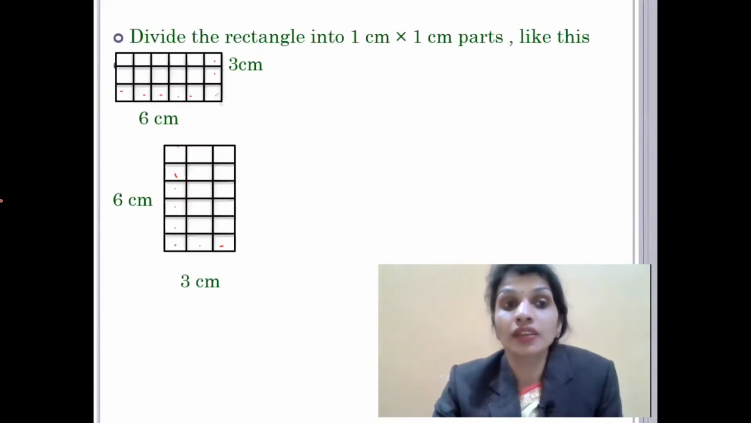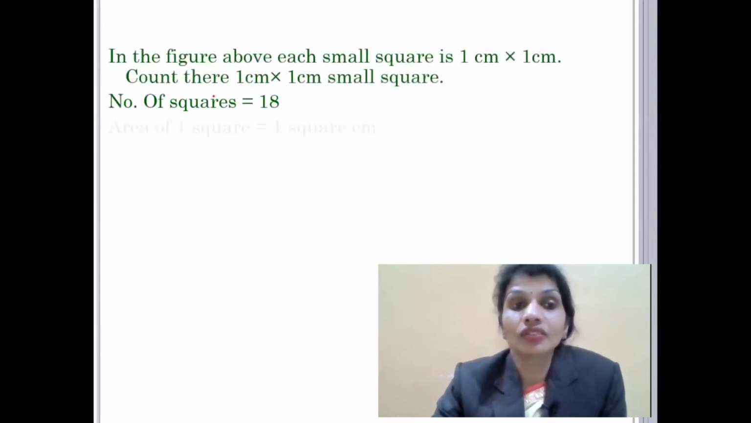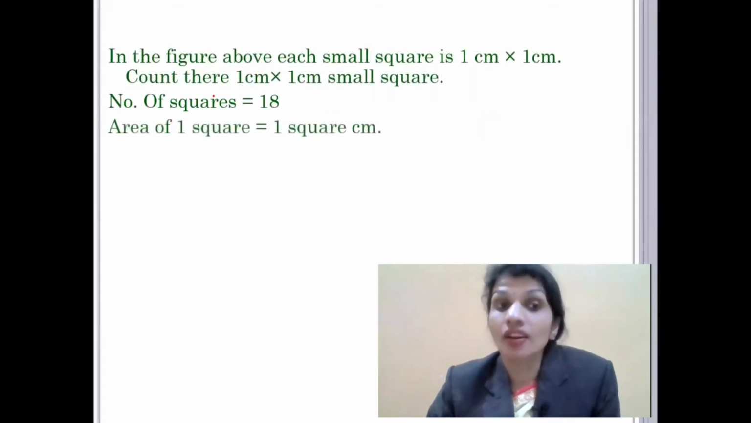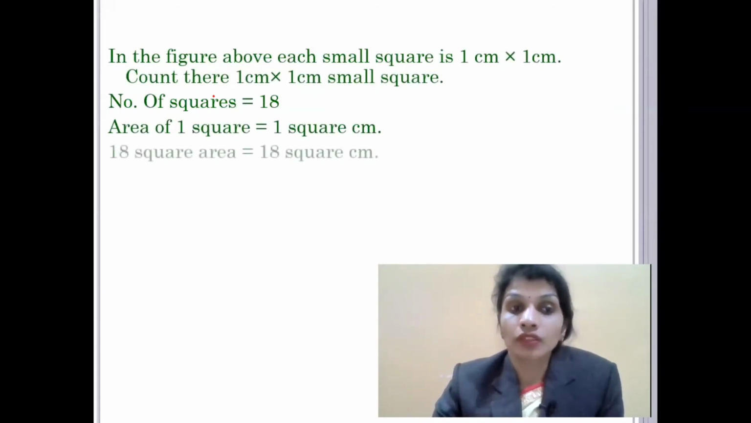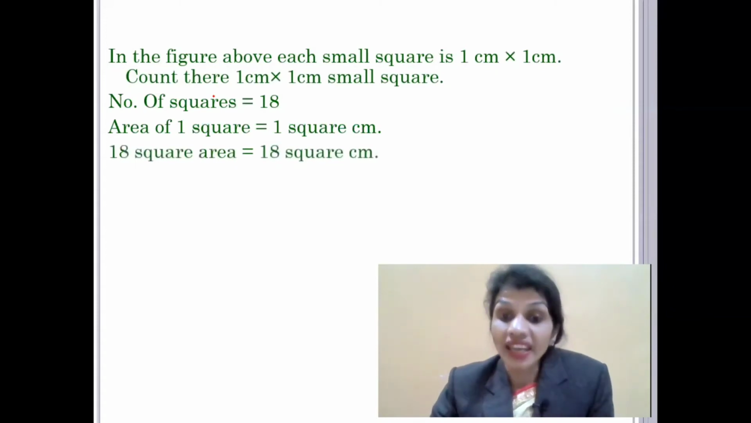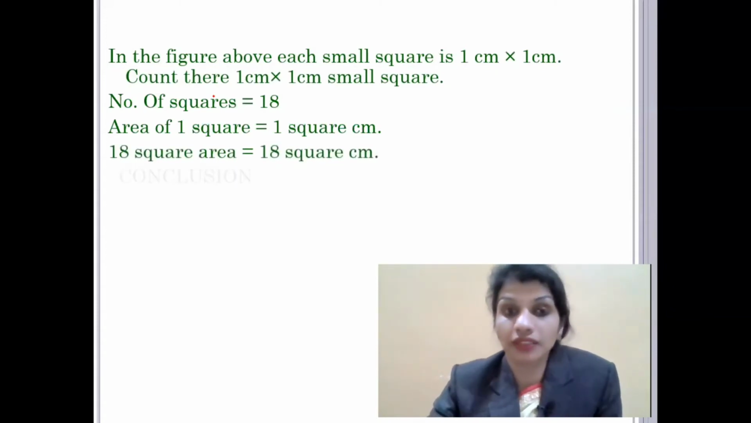Let us count this. 1, 2, 3, 4, 5, 6, 7, 8, 9, 10, 11, 12, 13, 14, 15, 16, 17, 18. So how much is it coming? 18. Yes. So the number of squares is 18. Now the area of 1 square is 1 square centimeter. So the area of 18 squares will be 18 square centimeter.